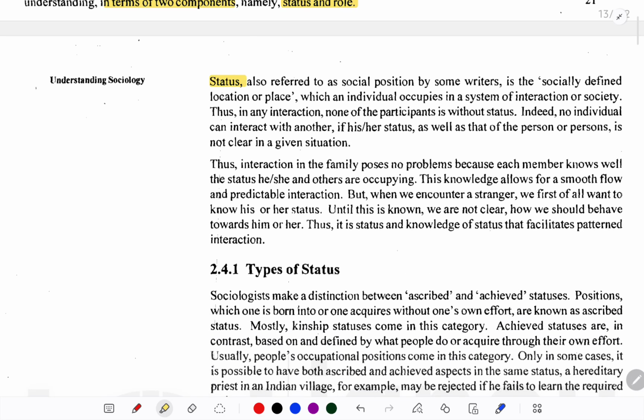Status, also referred to as social position by some writers, is the socially defined location or place which an individual occupies in a system of interaction or society. Thus, in any interaction, none of the participants is without status. Indeed, no individual can interact with another if his or her status, as well as that of the person or persons, is not clear in a given situation.